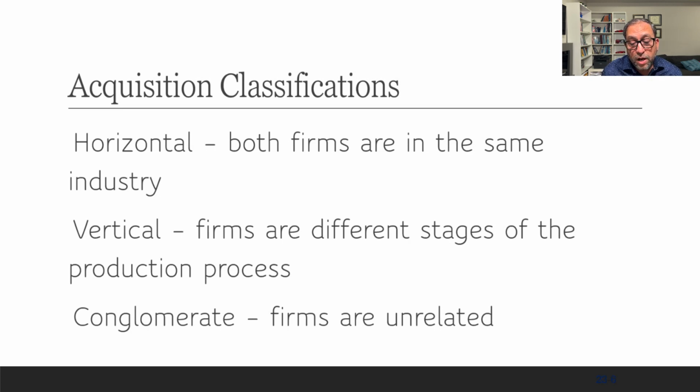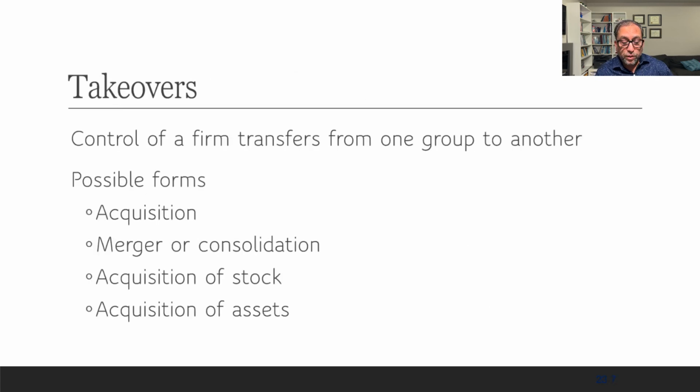Conglomerate firms are unrelated, like you are buying in different industries. The objective is to diversify your business, like you buy an airline, you buy a shipping line, and you buy some hotel resorts. So these are the things that create a conglomerate type of business. Takeovers: control of a firm is transferred from one group to another.